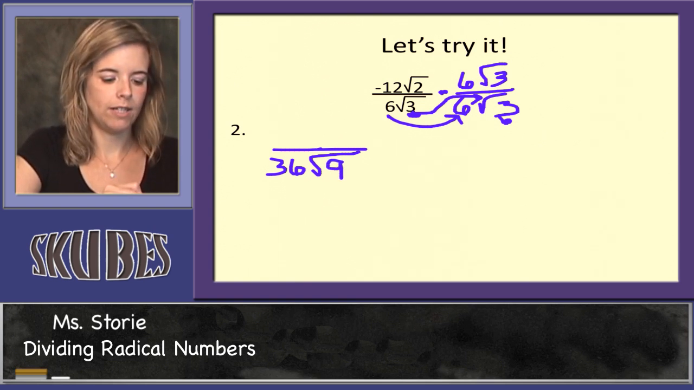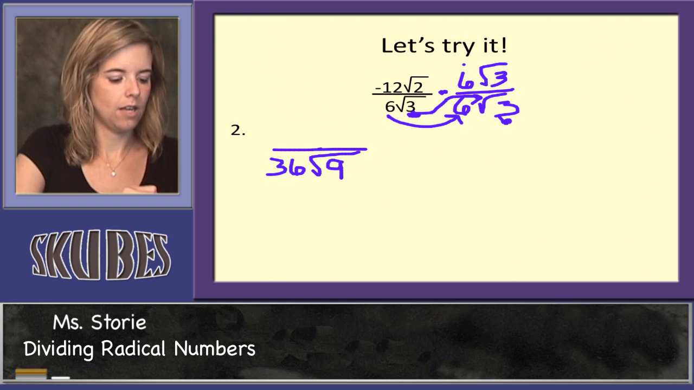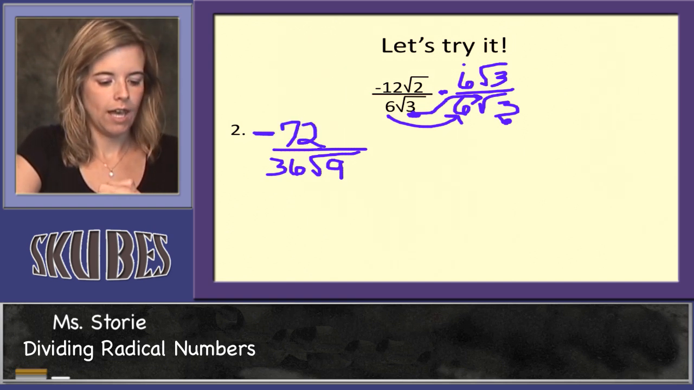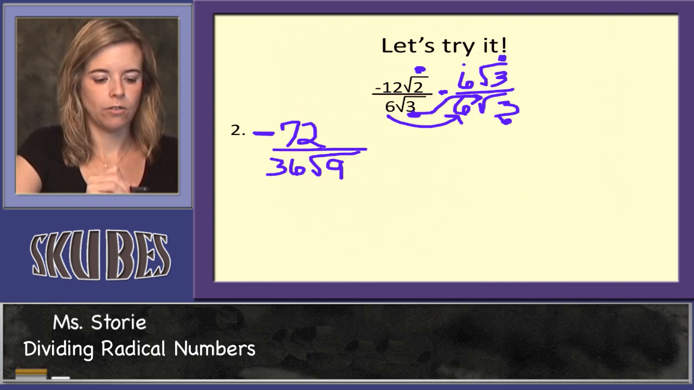Then on the top, you have a negative 12 times 6. So you're going to get a negative number, and it's going to be negative 72. And then you're going to multiply radical 2 times radical 3, so you're going to get radical 6.